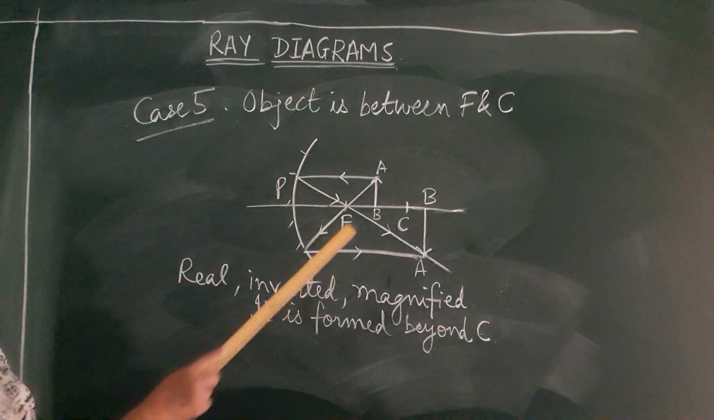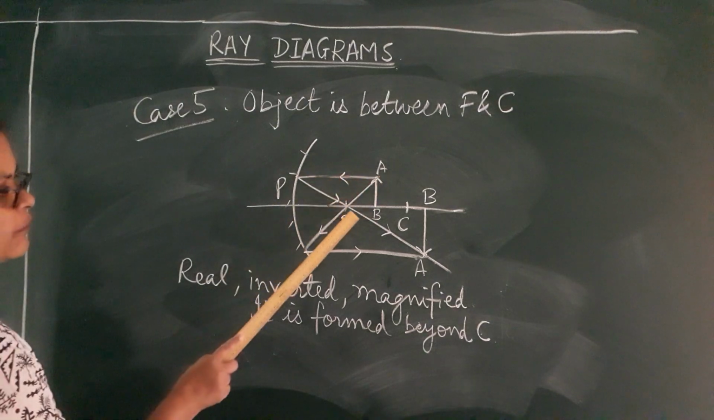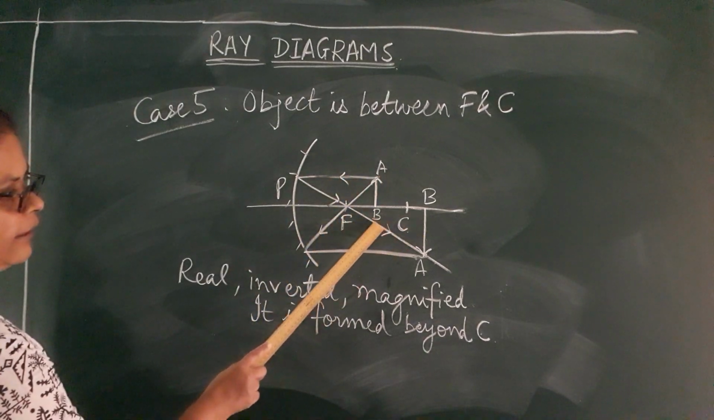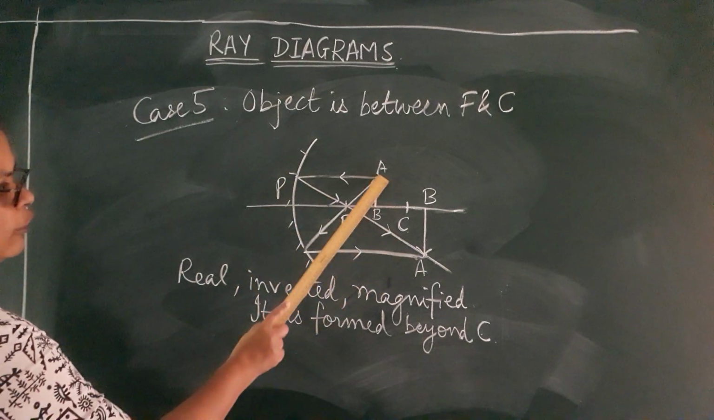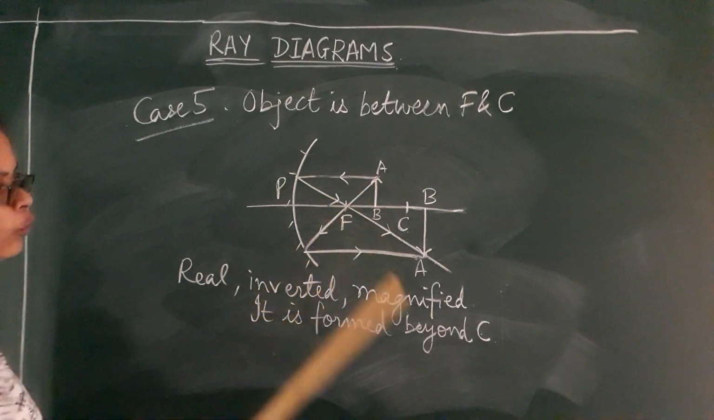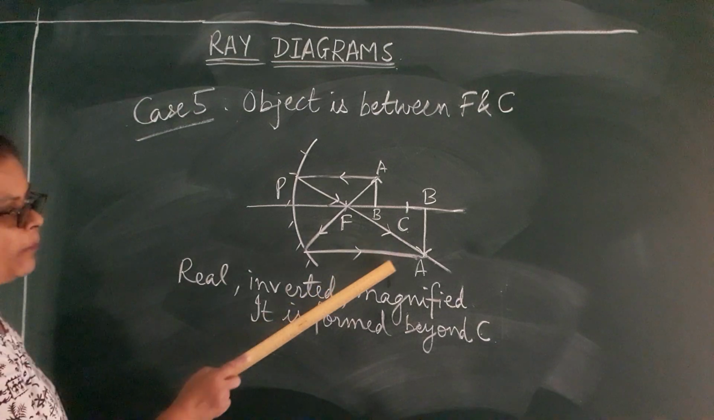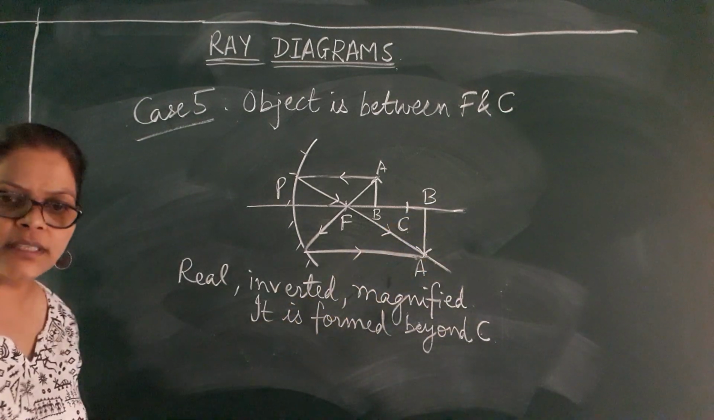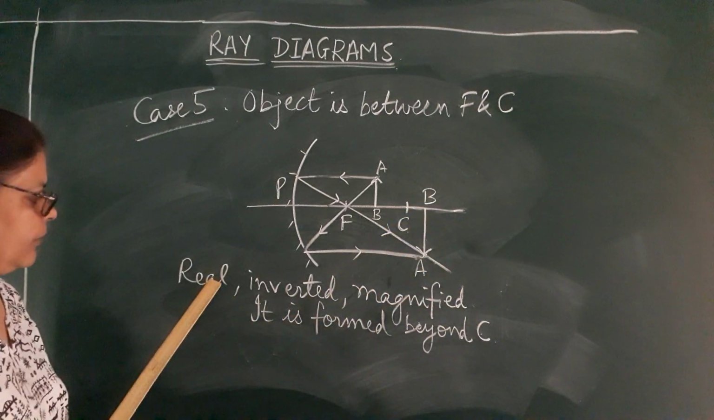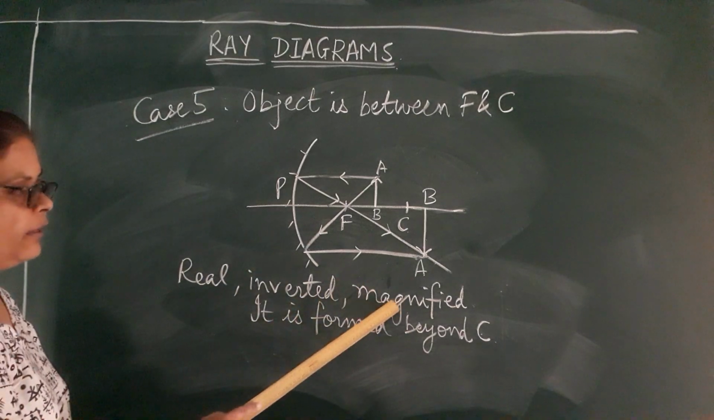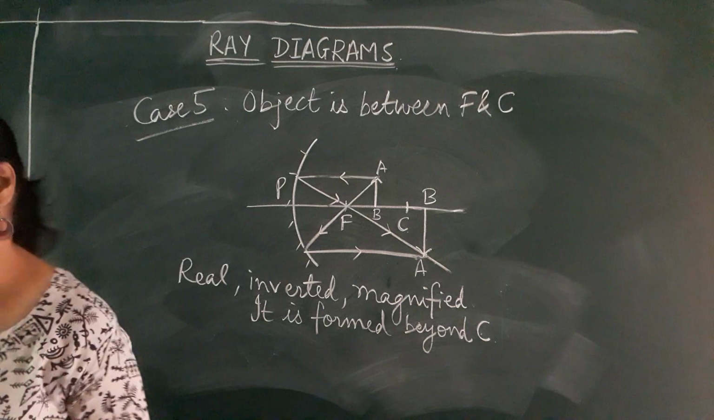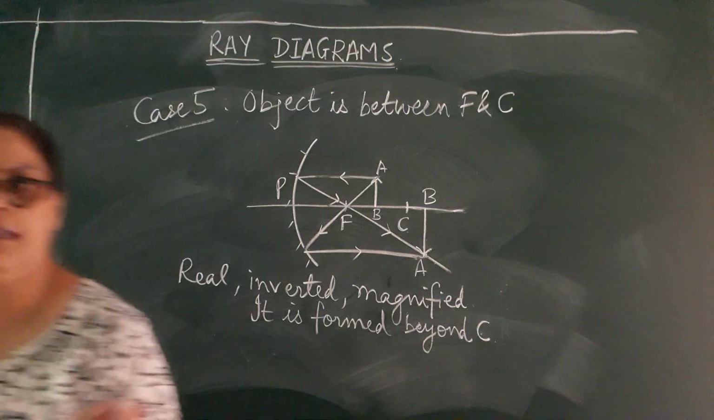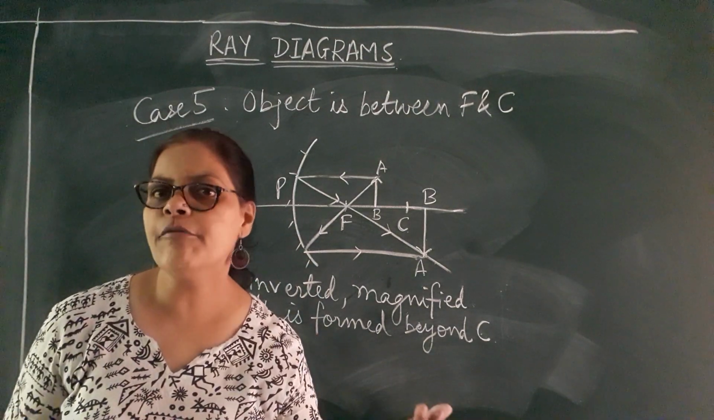Just have a careful look, children. Ray of light moving parallel, object is between F and C, exactly in between. Ray of light moving parallel passes through F, rule 1, and ray of light passing through F becomes parallel, rule 2. The 2 rays automatically meet somewhere beyond C. So the image is real, it is inverted, it is magnified because it is bigger in size than the object, and it is formed beyond C. I hope you are drawing the diagrams with me, because that needs a lot of practice, children.